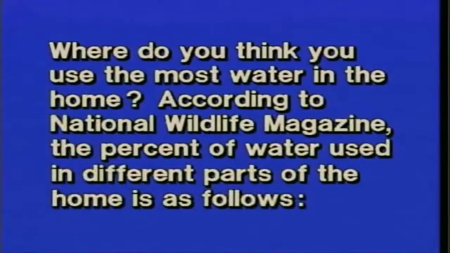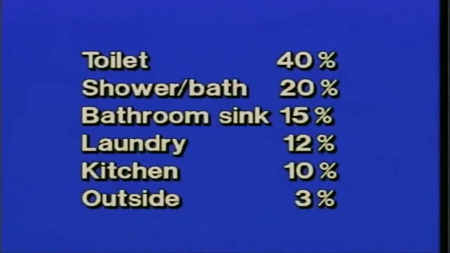Problem says, where do you think you use the most water in the home? According to National Wildlife Magazine, the percent of water used in different parts of the home is as follows. The toilet, 40%. Shower or bath, 20%. Bathroom sink, 15%. Laundry, 12%. Kitchen, 10%. And outside use, 3%. Now notice that these are in a particular order. They don't have to be in any particular order, but they happen to be for this list.